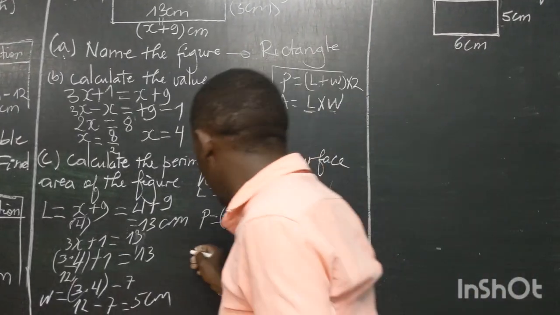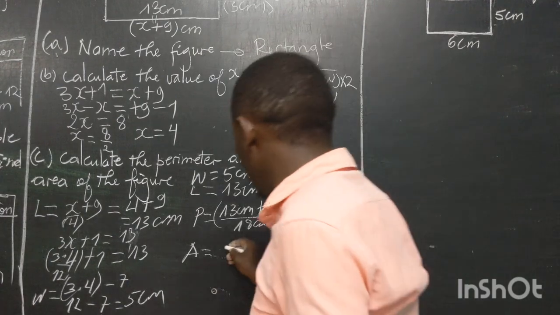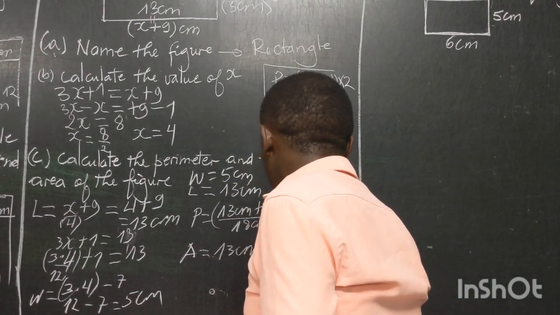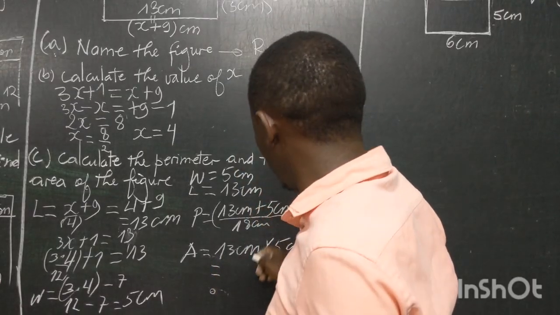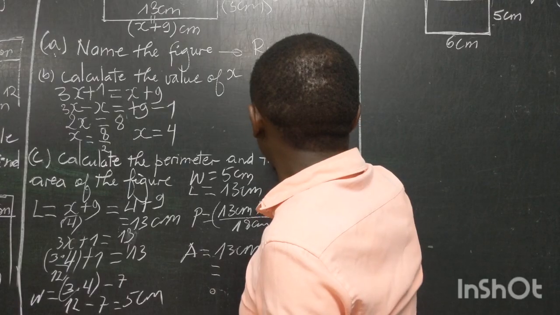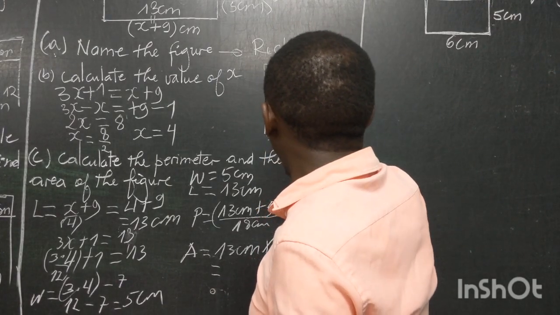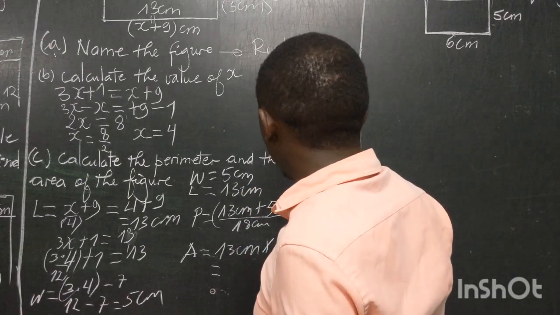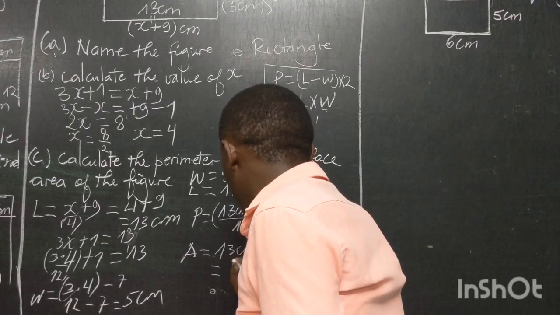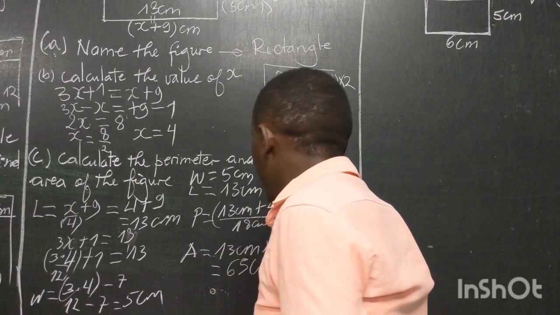And let's look at the area. Area is equal to length times width. It will be equal to 13 centimeters times 5 centimeters. Let's multiply and see what we get. 13 times 5: 5 times 3 is equal to 15, I write 5 and carry 1. 5 times 1 is equal to 5, plus 1 is equal to 6. So therefore the area is equal to 65 square centimeters.